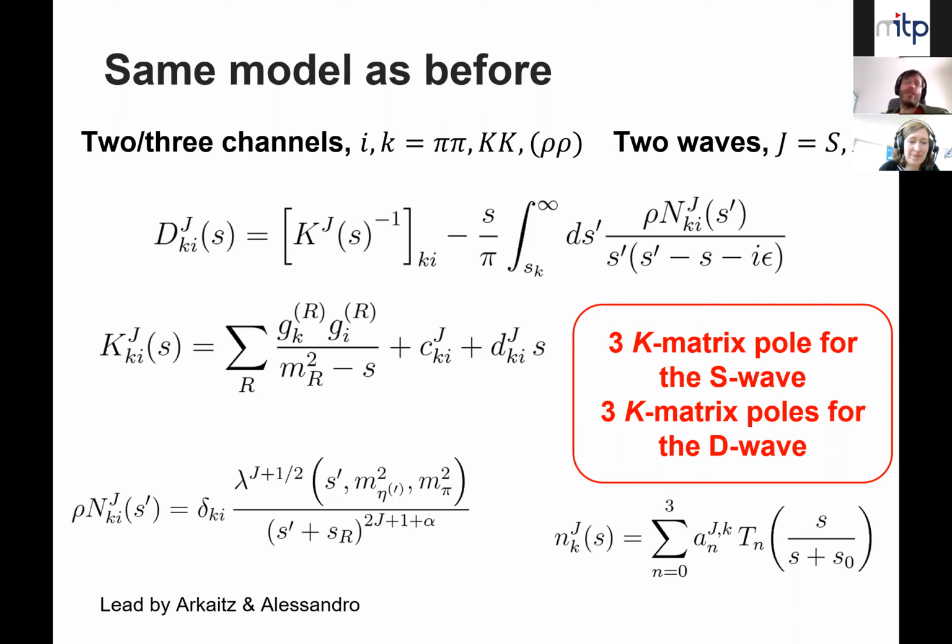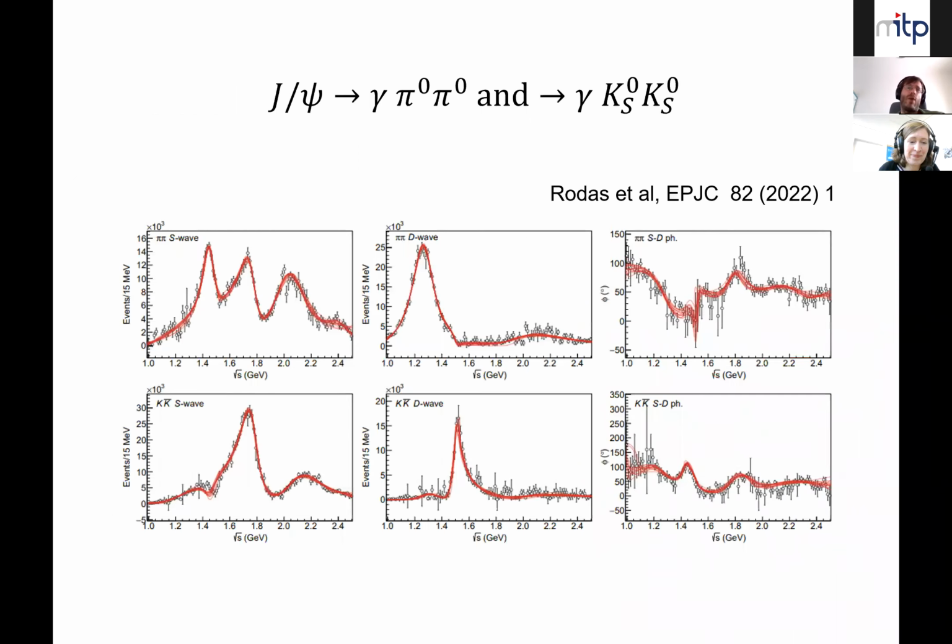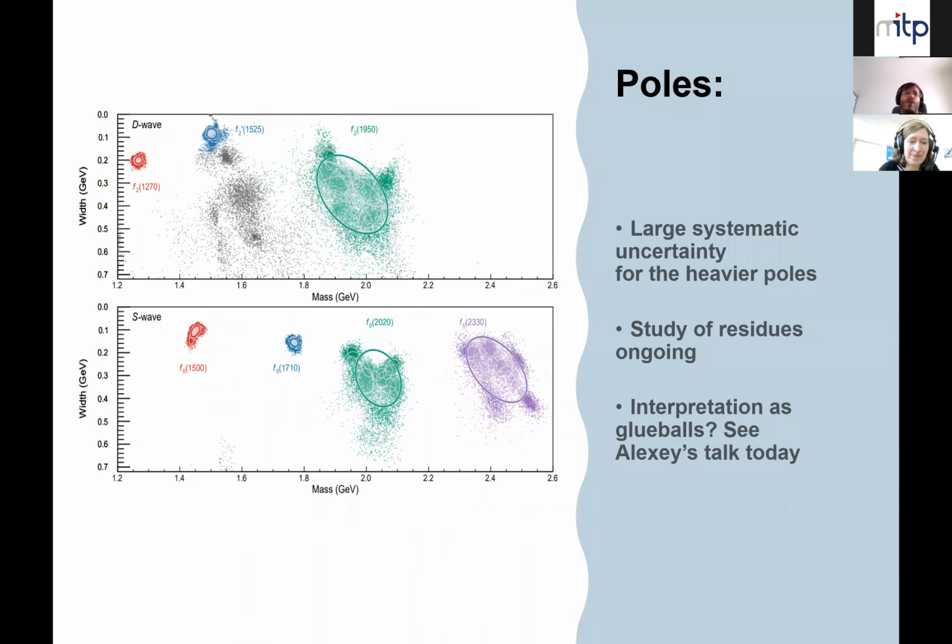And following exactly the same kind of approach that we did for the pi1, we basically fitted those data, starting from 1 GeV up to 2.5 GeV of invariant mass. And this is the result that we are getting. You can see here the pi S wave, the pi D wave, the KK bar S wave, and the KK bar D wave. And this is the phase difference, I said, for pi and also for KK bar. And the fits are very good, and they allow us to get the poles, to get this state.